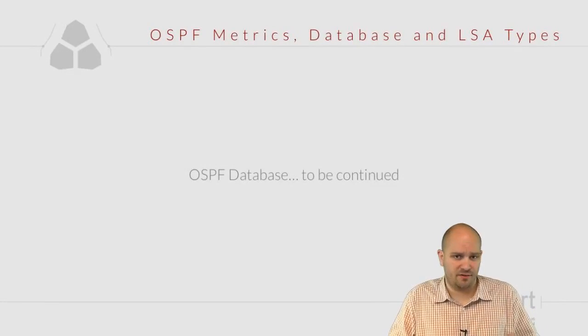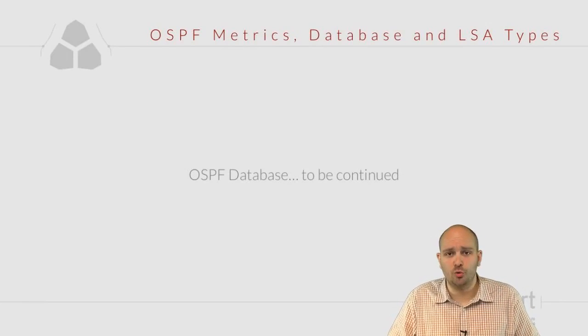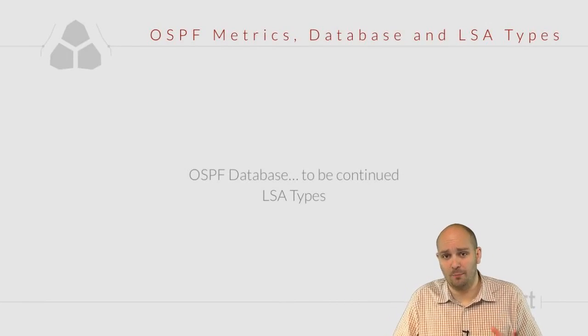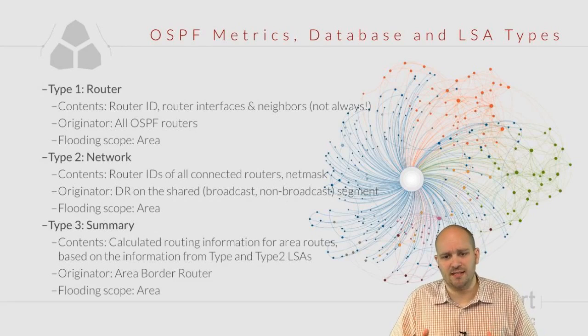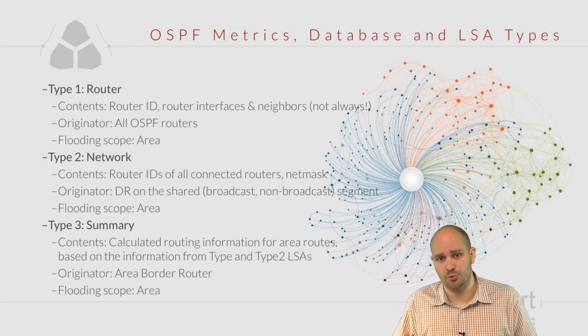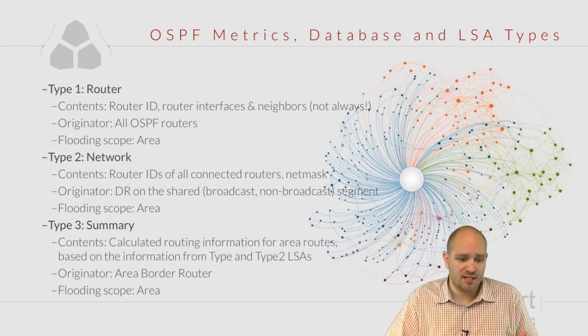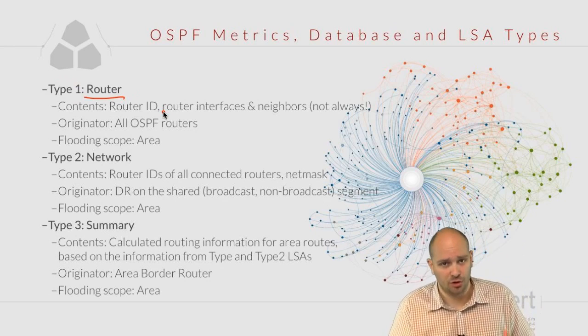We still have a thing or two to talk about the OSPF database, but I'm going to do that after we talk about different LSA types. So let's go through the list of those LSA types that we are going to be encountering in day-to-day use of OSPF. The first LSA type is type 1, also known as the router LSA.